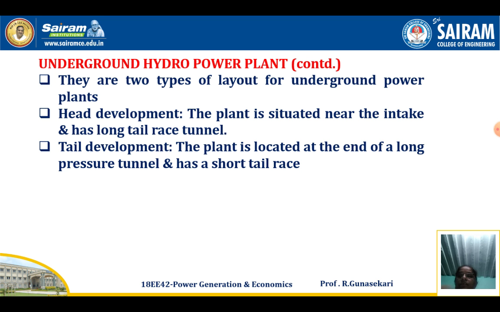There are two types of layout for an underground power plant. One is head development, that is, the plant is situated near the intake and has a long tail race tunnel. The second one is tail development. The plant is located at the end of a long pressure tunnel and has a short tail race.